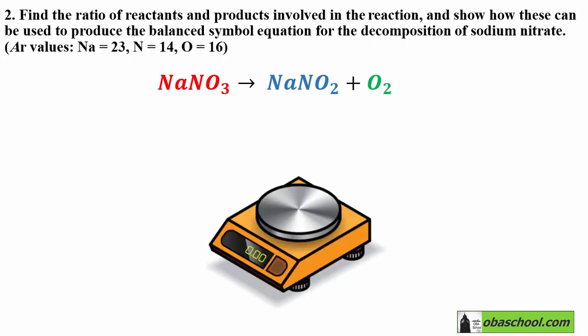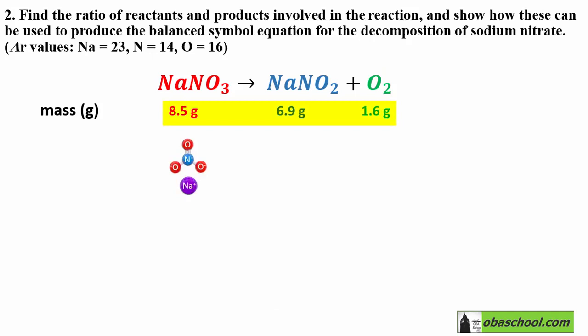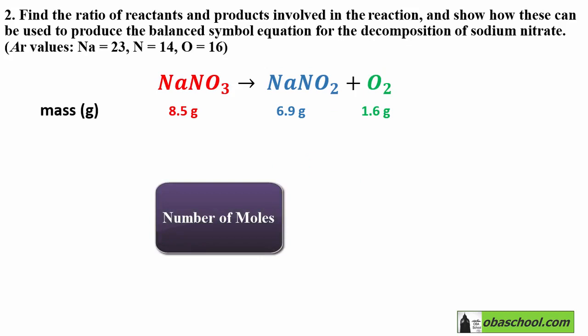Let's write down the masses of the reactants and the products in this reaction. So the mass of sodium nitrate is 8.5 grams, that of sodium nitrite is 6.9 grams, and the mass of oxygen that we have just calculated is 1.6 grams. To find the ratio of reactants and the products, we must use the number of moles. So we need to find the number of moles of these.